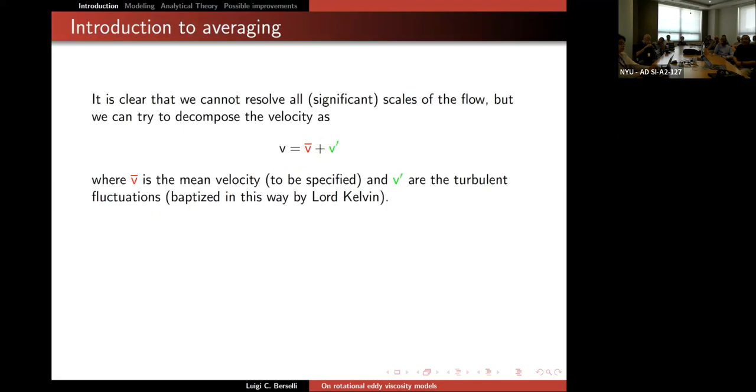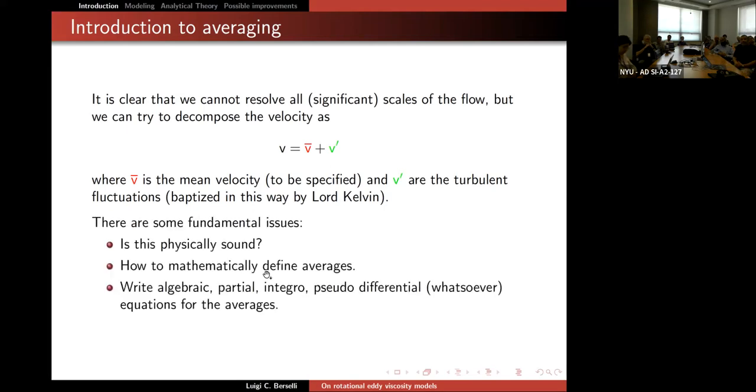in order to do something significant, one possible idea is to decompose the flow into a mean part, V bar, and what remains, which are the fluctuations. The philosophical idea is that the mean flow captures the relevant part of the motion. So one would like to have an equation describing what V prime does over V bar in order to solve only for V bar, and V bar contains only large scales, so it is something really computable.